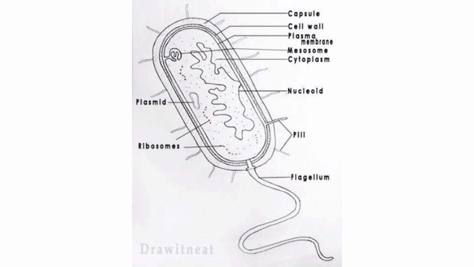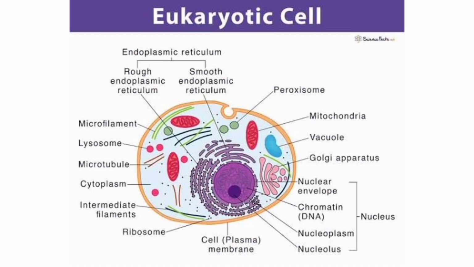Now let's see the eukaryotic ones. Eukaryotic cells are generally large in size when compared to prokaryotic ones. They would be 5 to 100 micrometers, and 1 micrometer is 10 to the power of minus 6 meters. When we classify them on the basis of the nuclear region, eukaryotic cells are well defined. They are surrounded by a nuclear membrane.